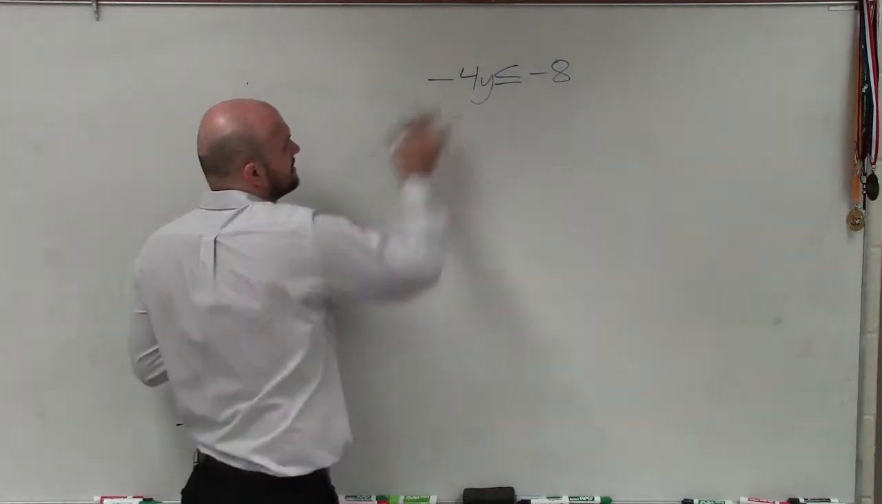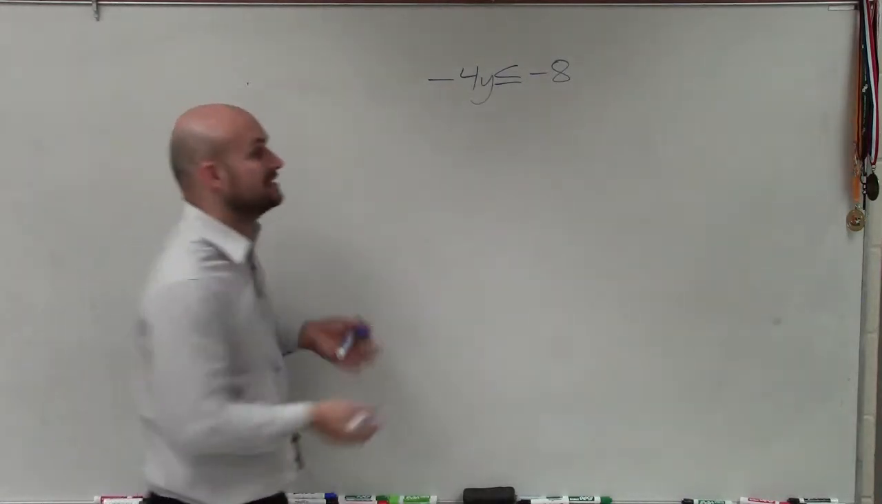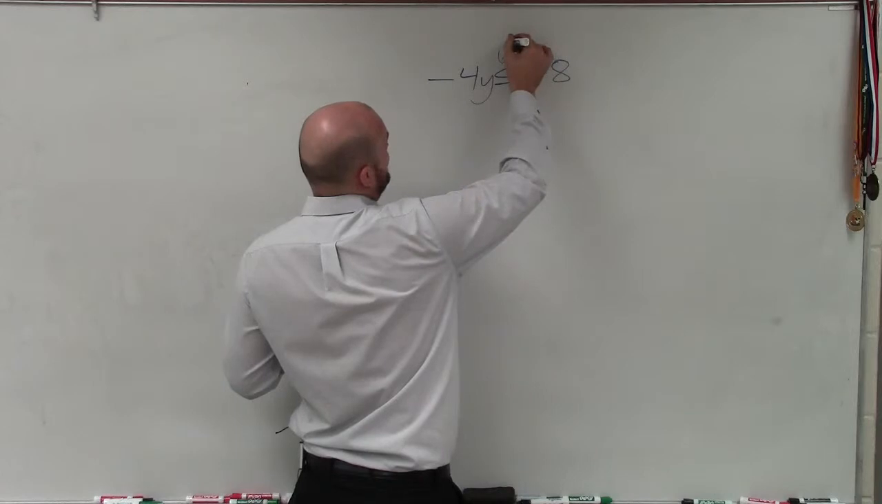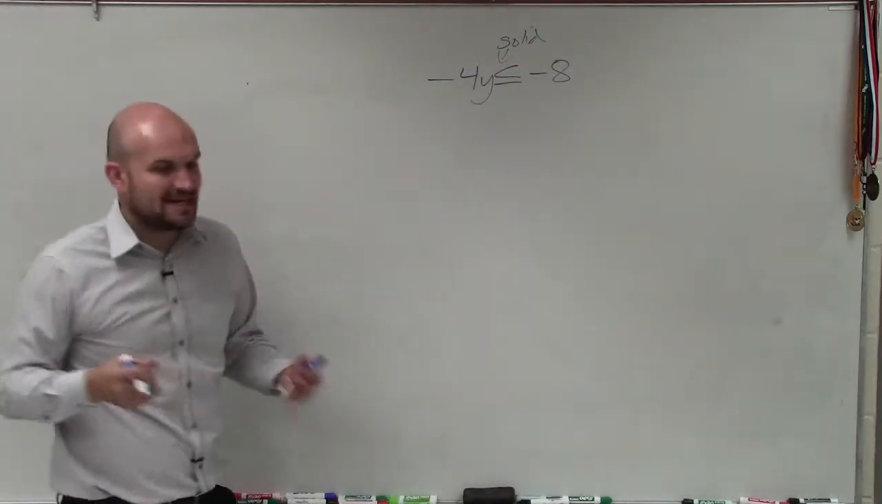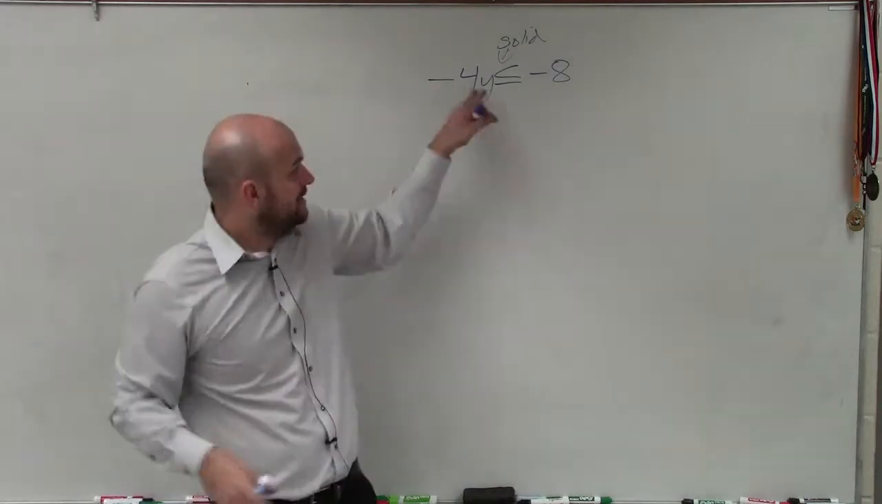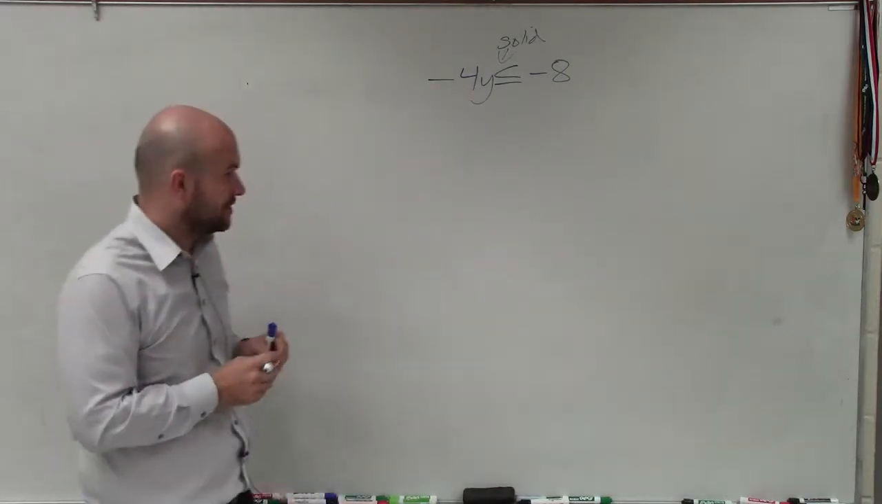And you can see since this is the less than or equal to, I know it's going to be a solid line. If it was just less than, then it would be dashed. So that's going to be solid. Anytime it's or equal to, it has the line under it, we know it's going to be a solid line for a linear inequality.